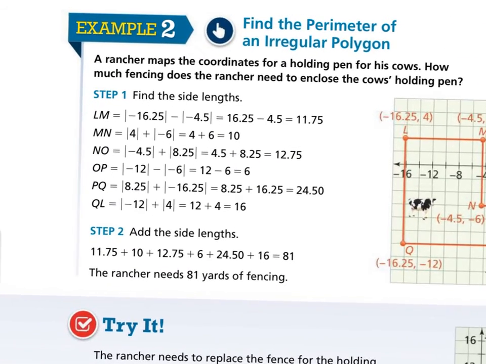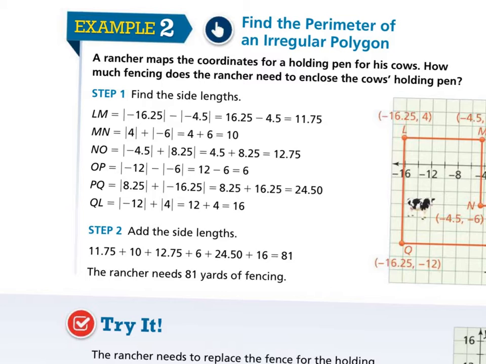Example 2, we have a rancher that maps the coordinates for a holding pen for his cows. How much fencing does the rancher need to enclose the cow's holding pen?